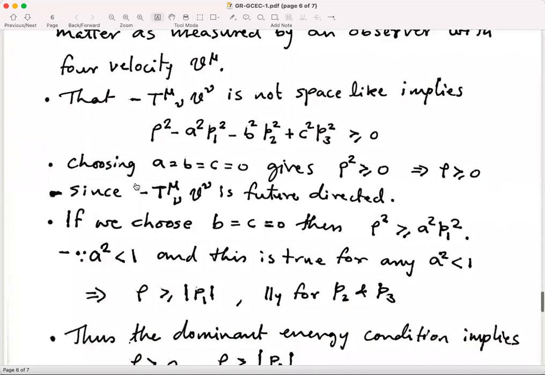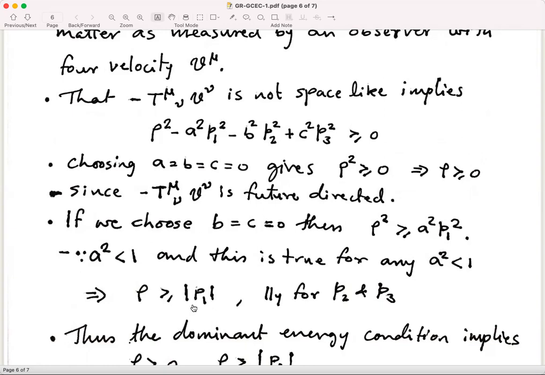Okay, let's consider another situation which we had also studied earlier for all time-like vectors, namely set B and C equal to zero but not A. If you do that, then you get rho squared greater than or equal to A squared P1 squared. And we know that for a time-like vector, A squared should be less than one. So if you impose that condition, then you find that rho should be greater than or equal to mod of P1.